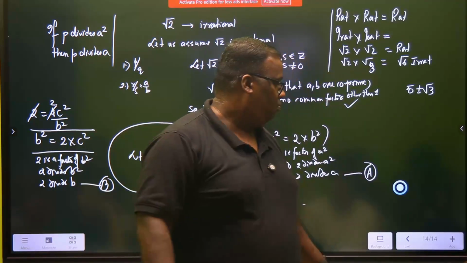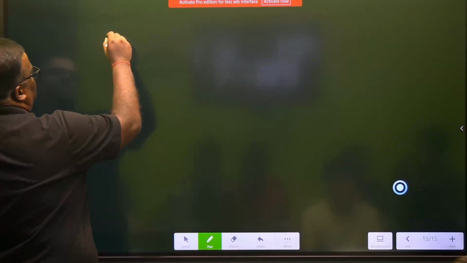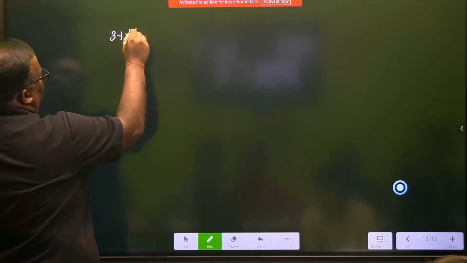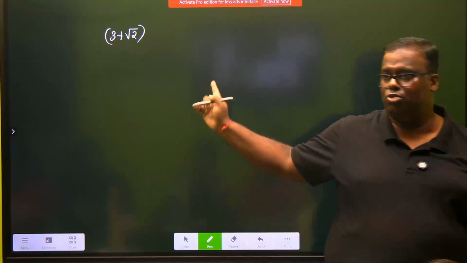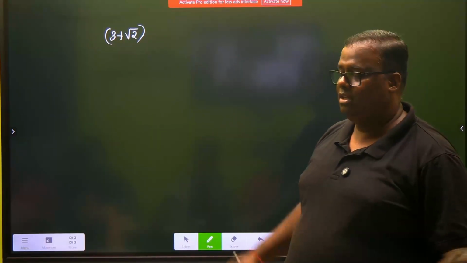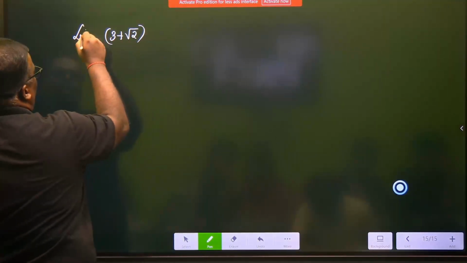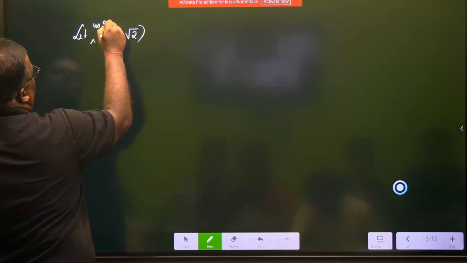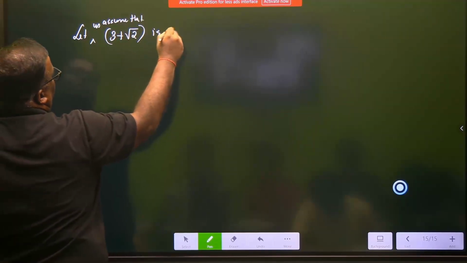Yes. The problem becomes interesting when they tell, let's just say, prove that 3 plus root 2. Now 3 plus root 2 is what, beta? Rational plus irrational. That means this has to be irrational. Prove that this is irrational. So we will say, let us assume that this is rational.